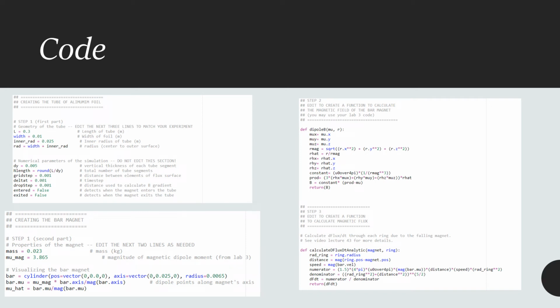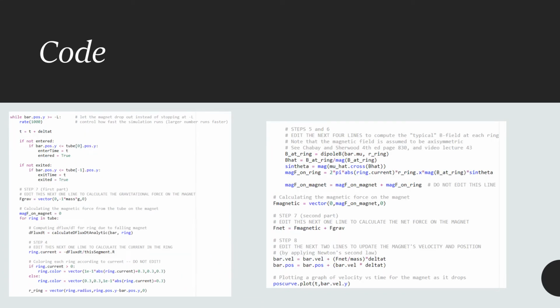For my computational model, I first created code for the aluminum foil tube and the bar magnet. Then I created a function for the magnetic field of the bar magnet and another function for the magnetic flux. The next steps were to calculate the gravitational force on the magnet and the magnetic force from the tube on the magnet, as well as the current in the ring.